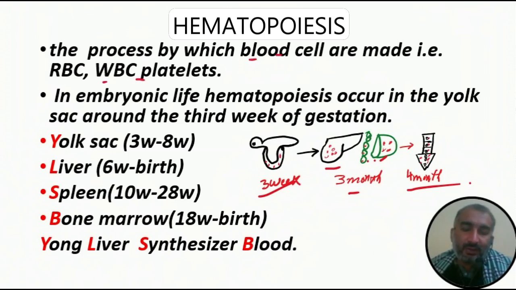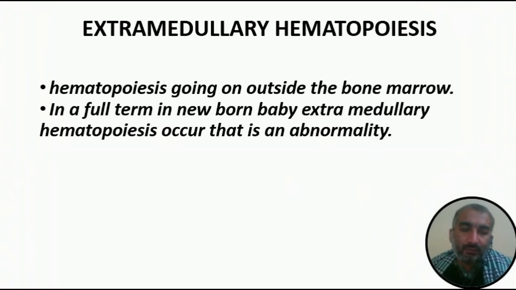Another way to remember that is a mnemonic I have: young liver synthesize blood. So Y is for yolk sac, L is for liver, S is for spleen, and B is for bone marrow. This is the sequence I have written down in which hematopoiesis is occurring. So you have to remember just these weeks. At the third week to 8th week, hematopoiesis is occurring at the yolk sac, at 6th week to birth in the liver, and 12th week to 28th week in the spleen, and 18th week to birth in the bone marrow. Sometimes in Step 1 questions, they ask this thing, whether the student remembers or not. So that's very important to remember.